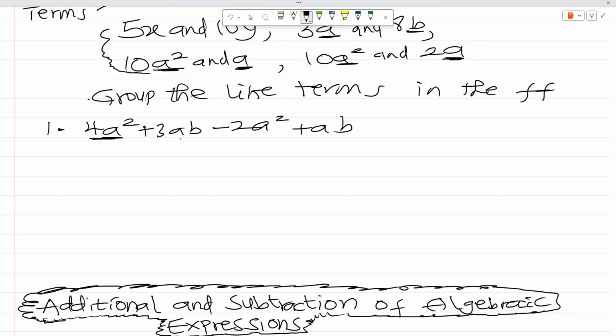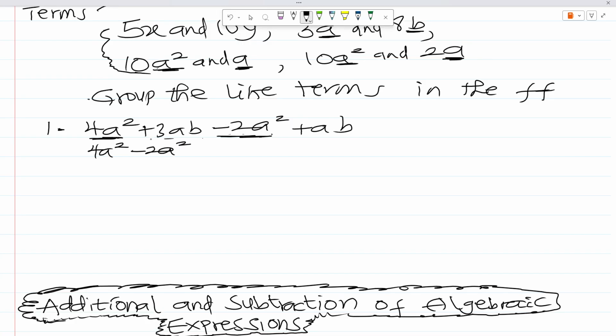So we scan through. We go here. Is there any a squared here? Nope. And let's come here. Is there any a squared here? Yes, there is an a squared here. So we have 4a squared. Then we are going to shift this negative 2a squared to get close to the 4a squared. So we will shift it. So we have minus 2a squared.